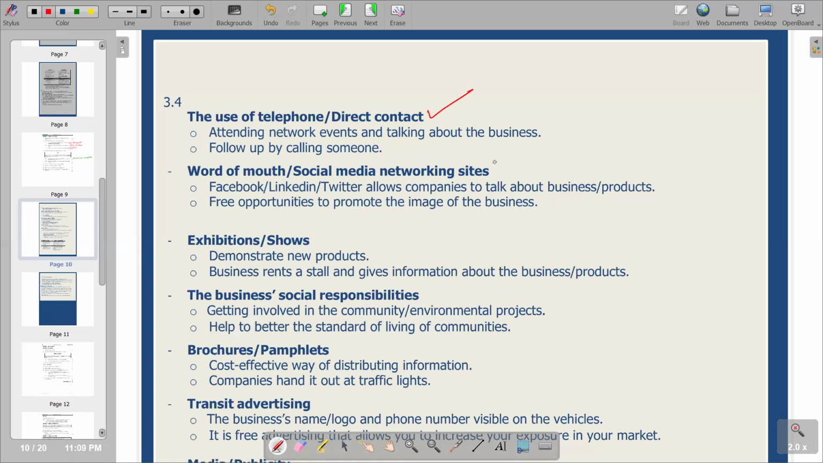The next we've got is word of mouth or social media networks, such as Facebook, LinkedIn, Twitter, and this allows companies to talk about business or products through social media or by mouth. Then also we can use the method of exhibitions or shows which demonstrate new products, business range, store and gives information about the business or product. So this becomes the third one.